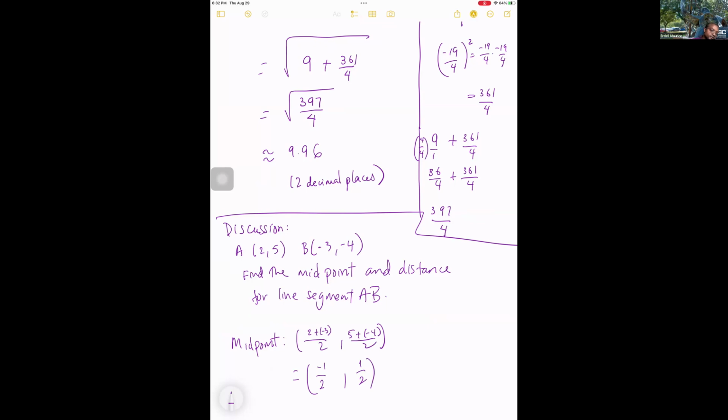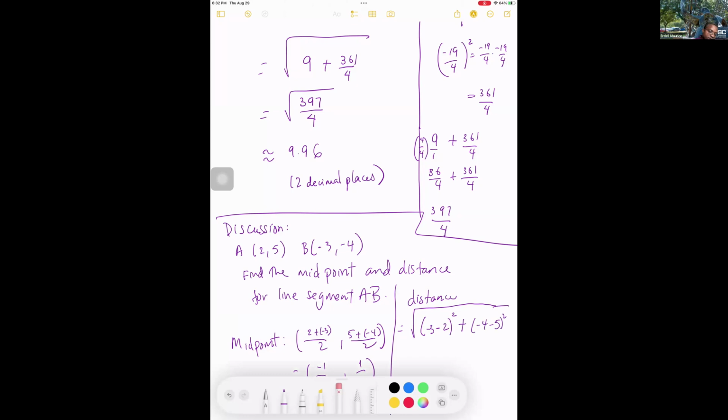Now for the distance, it is going to be the square root of x2, that's -3 minus x1, which is 2, squared, plus y2, -4 minus y1 squared. Look at what I have, double check with what you have, and make sure we are in agreement. x2 must come first, followed by x1. All right? Questions there?